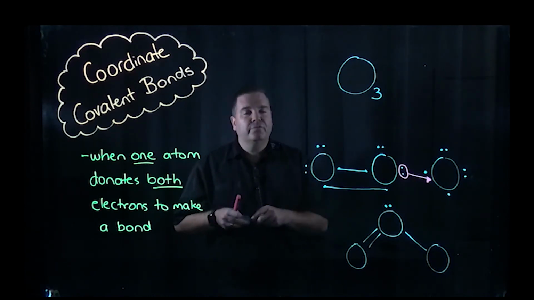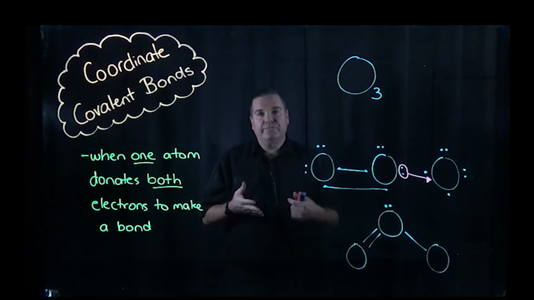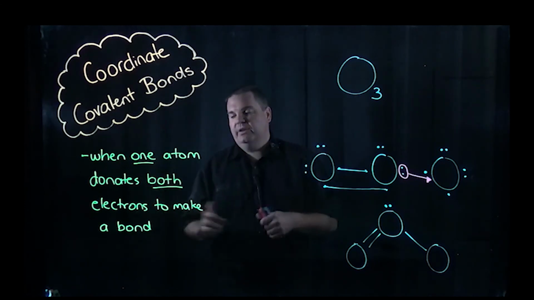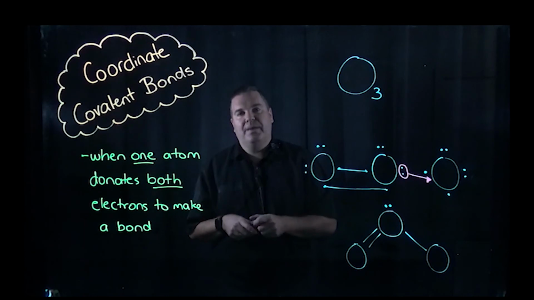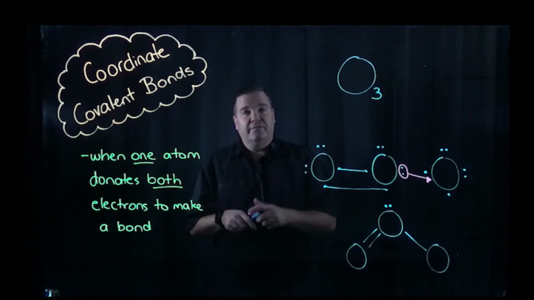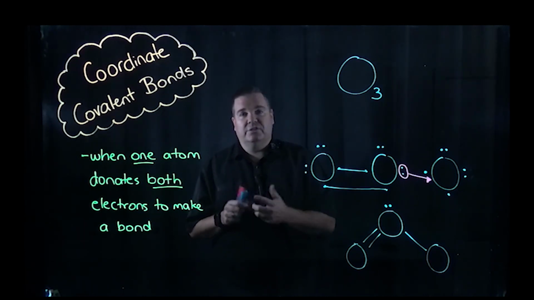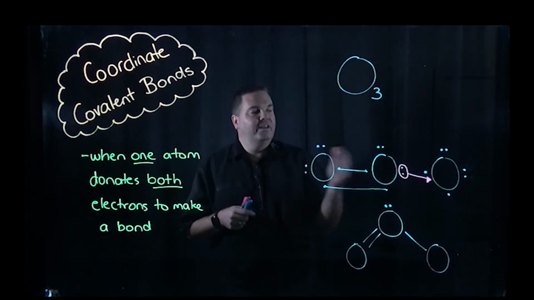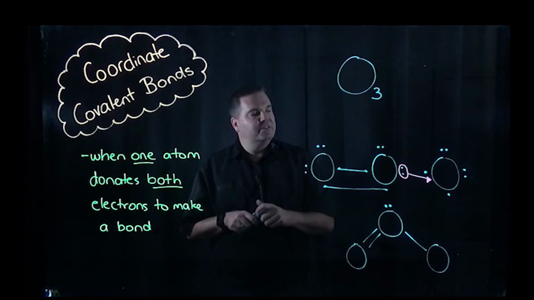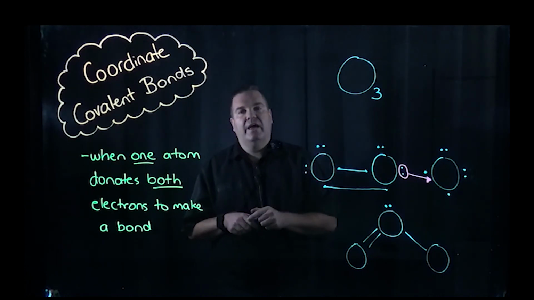So it's not too much different from drawing your normal molecules. The main difference is that one atom donates both electrons to make a bond, and that occurs when you've got period 2 elements that can't expand their octet. There is another video, as I said, on expanded octets, which I suggest you have a look at, just so you can see why something like sulfur wouldn't need to form a coordinate covalent bond, but something like oxygen and nitrogen do need to form coordinate covalent bonds.